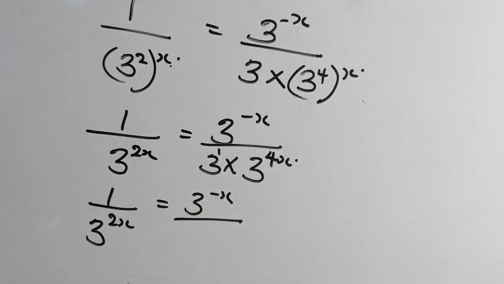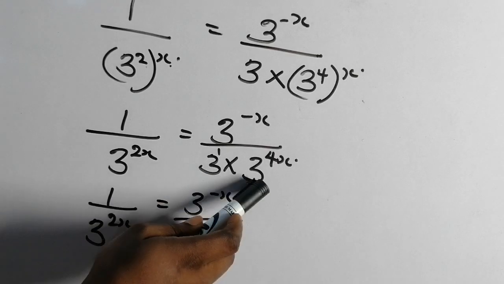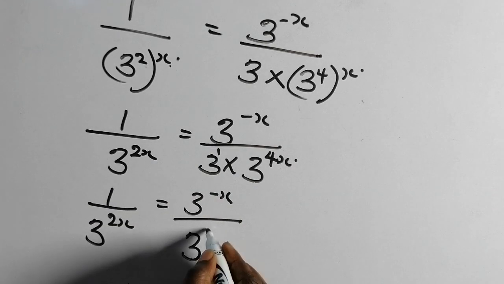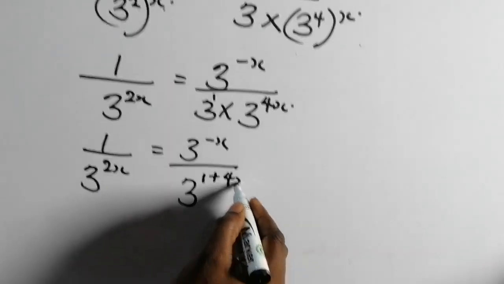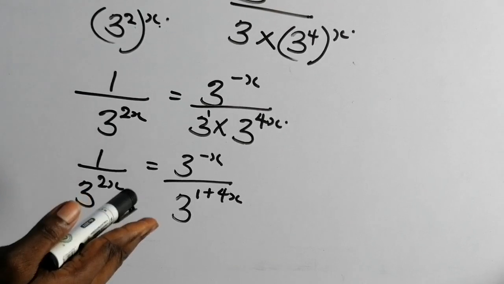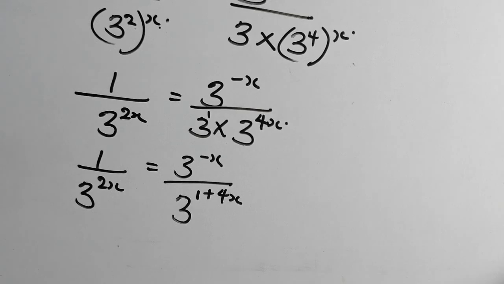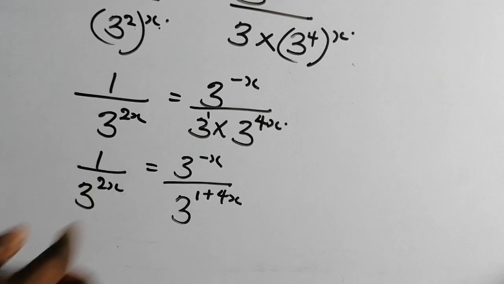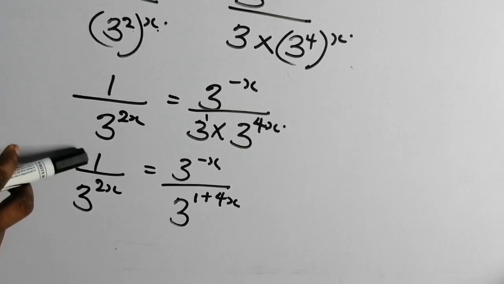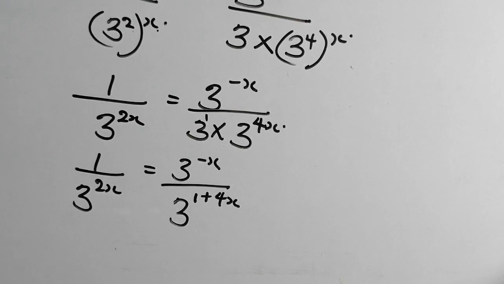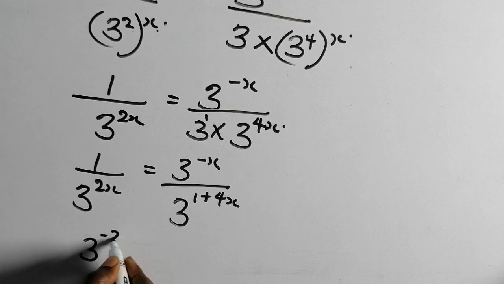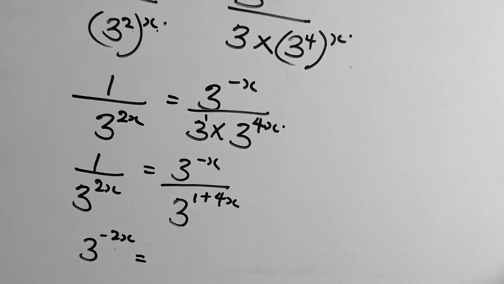So what do I need to do? Multiplication law in indices: pick one base and add the power. So this is simply 1 plus 4x. That is the law of indices, the multiplication law. If they have the same base, pick one base and add the power. Now, don't forget this too. I've also told you that I can write 1 over 3 raised to power 2x as 3 raised to power minus 2x, which is equal to, okay?